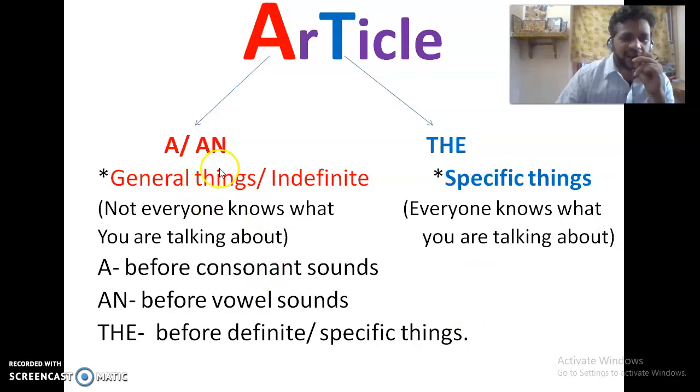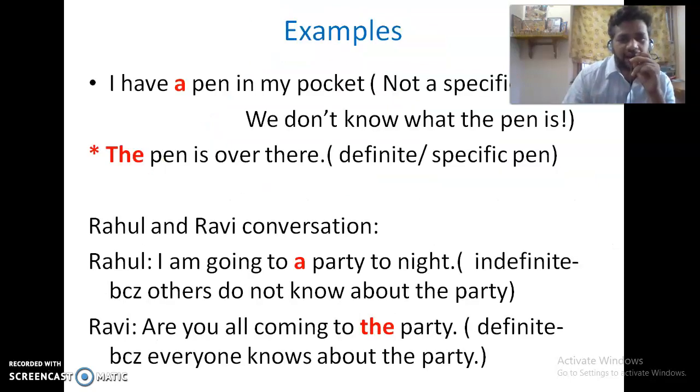ఇండెఫినెట్ థింగ్స్ జనరల్ గా చెప్పబడే వాటిని మనం ఏ అంతో డిఫైన్ చేస్తాం. A is used before the consonant sounds, an is used before the vowel sounds. So that generally it is used before the definite and specific thing. That is a common picture you should understand regarding the difference between A and B. Okay, coming to the examples. Look at the first one.